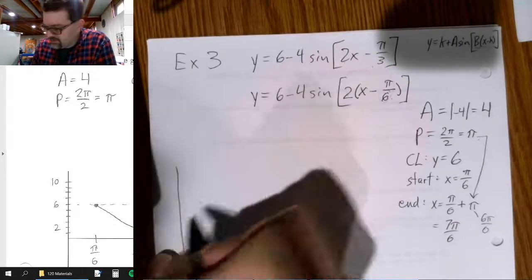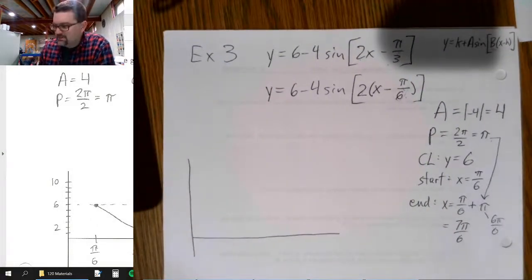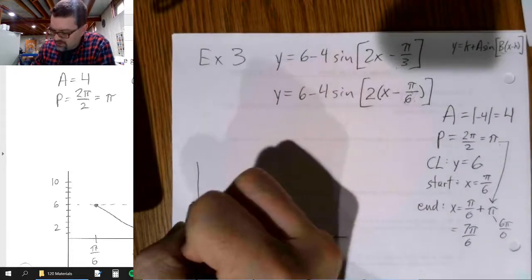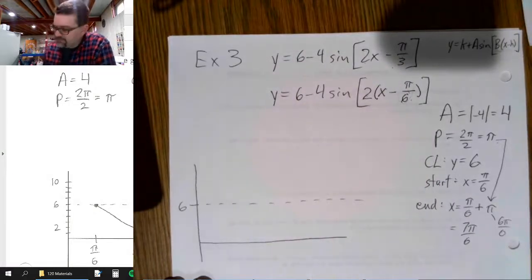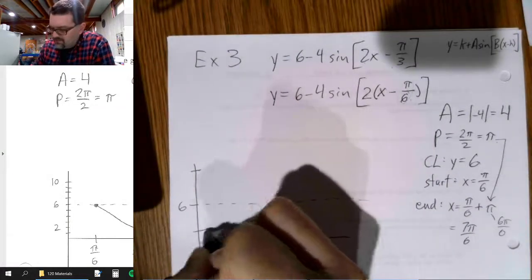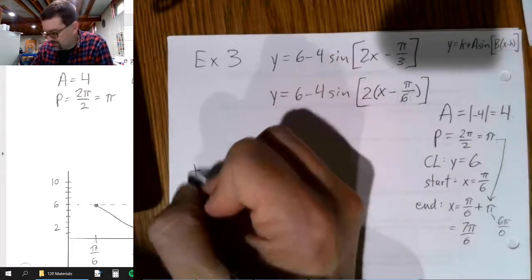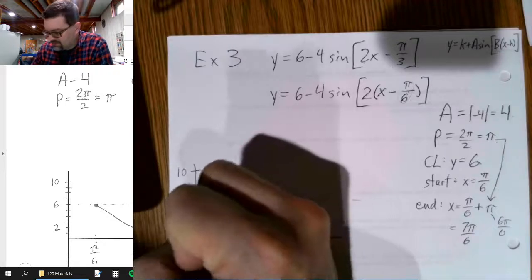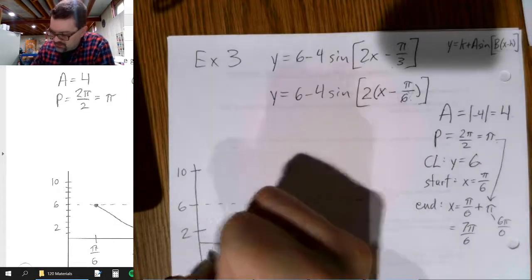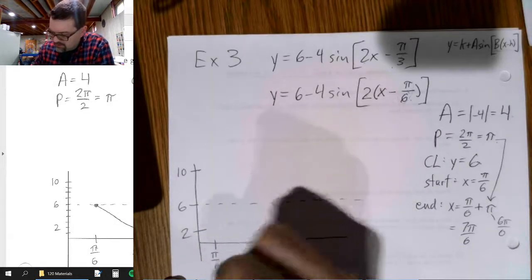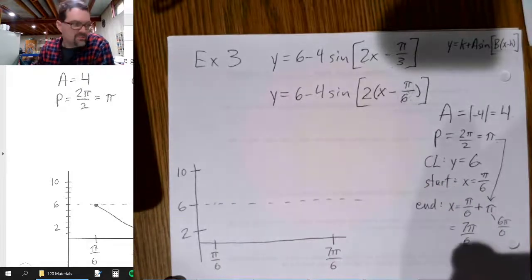So here we go. Vertically, let's start with that. The center line is at y equals 6, and I'm going to put that in as a dashed line. There's our center. Where the peaks and valleys occur: take your center line and go up and down by the amplitude. So plus 4 gets us to 10, minus 4 gets us to 2. Horizontally, I'm going to mark these down here, even though this is actually the middle of the graph. We start at pi over 6, and we're ending at 7 pi over 6.